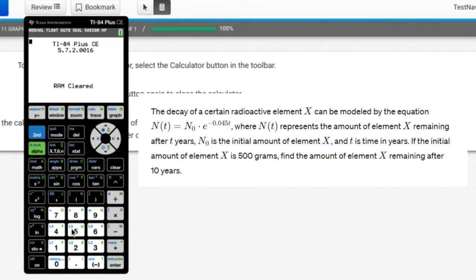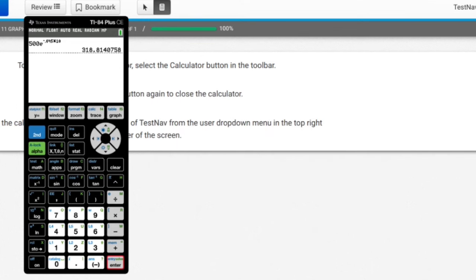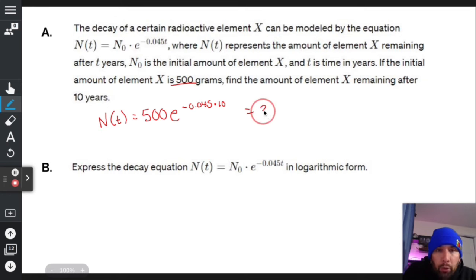All right, so this is just a gross calculator exercise. 500 e to the can be found by hitting second ln, and then I'm going to type in negative 0.045 times 10, and end up with 318.814. So let's write that out. So I end up with 318.814 grams after 10 years.